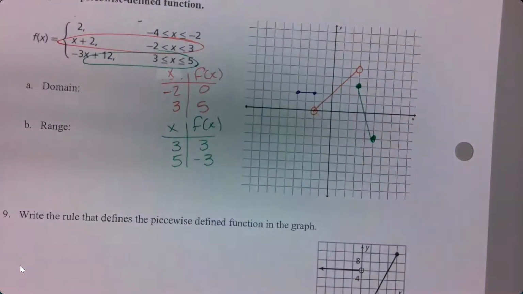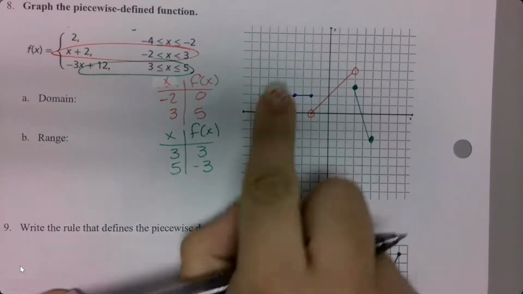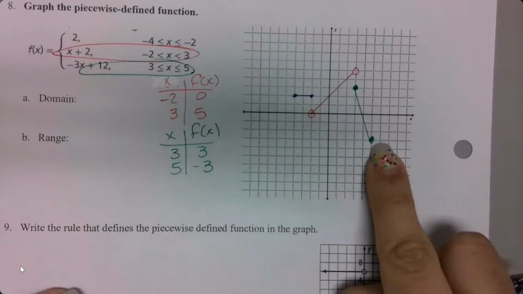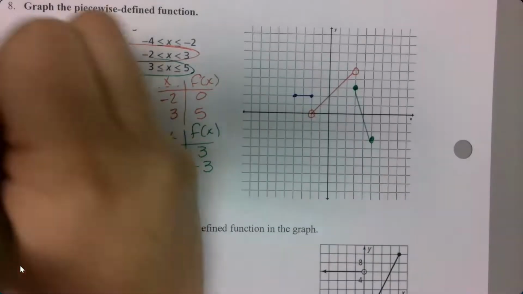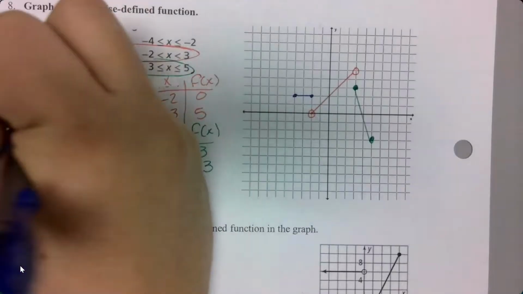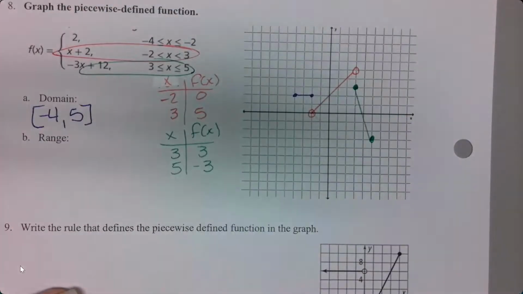Now I need to answer my domain and range. My domain is all of my possible x values. So I have something on this graph everywhere from -4 to 5, and those are closed circles. So my domain has -4 with the square bracket to 5 with the square bracket.